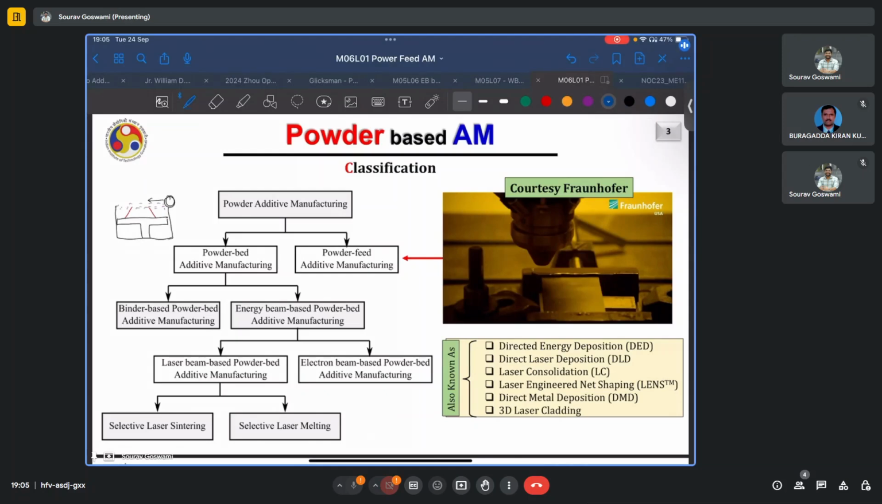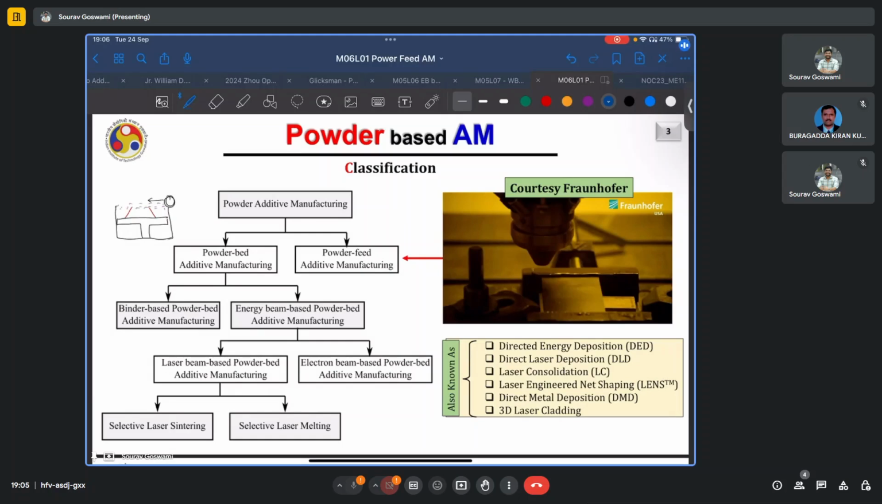be a binder based powder bed where you are, say, selectively depositing binder drops on the powder bed, and wherever those drops fall, the material gets cured and forms your part, such as for the case of cement, water may act as the binder; or energy beam based processes where you scan the surface of interest or the region of interest with a laser beam or an electron beam to selectively melt or sinter the particles together.